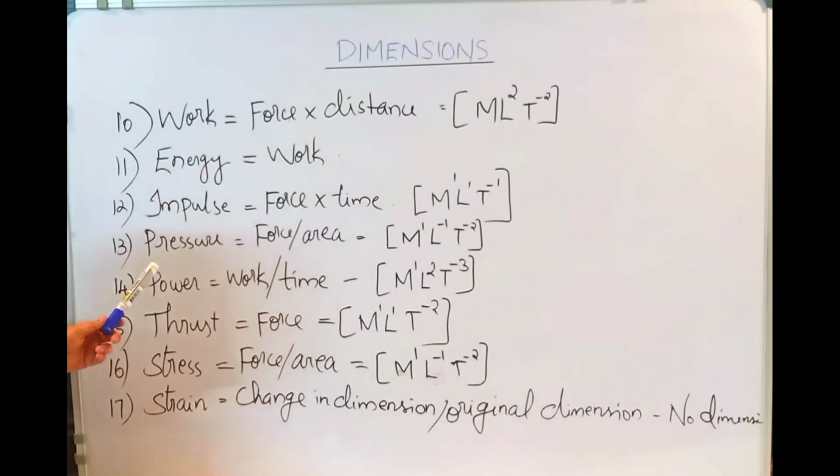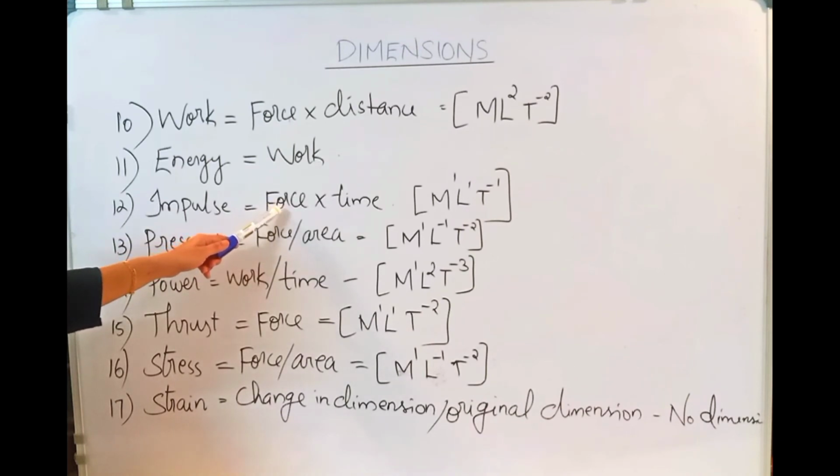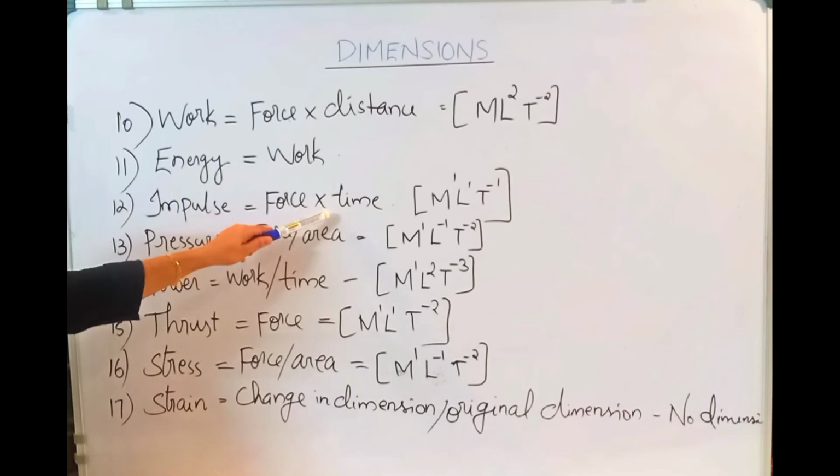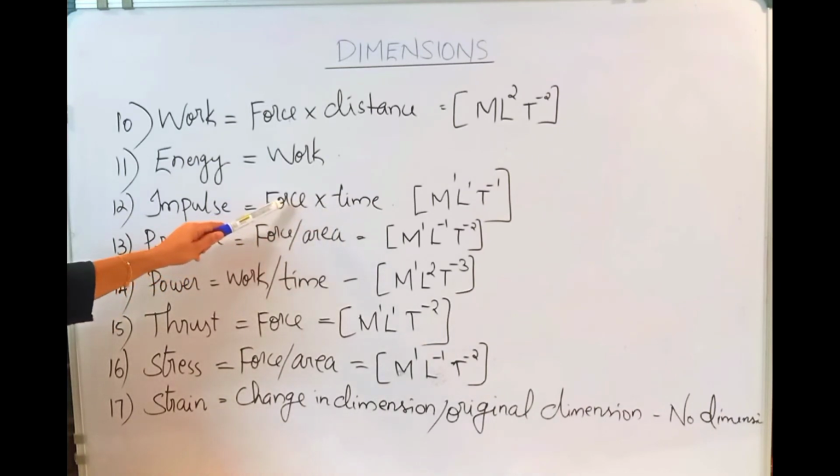Okay. So here energy, all types of energies and work have the same dimension, that is M L square T raised to minus 2. And here we have impulse. How can we find impulse? Yes, that is force into time. So force is mass into acceleration, M L T raised to minus 2, into T. So what will we get? M L T raised to minus 1.